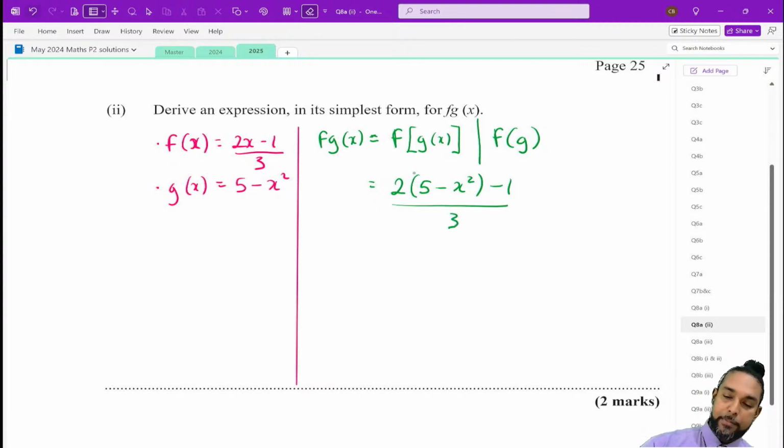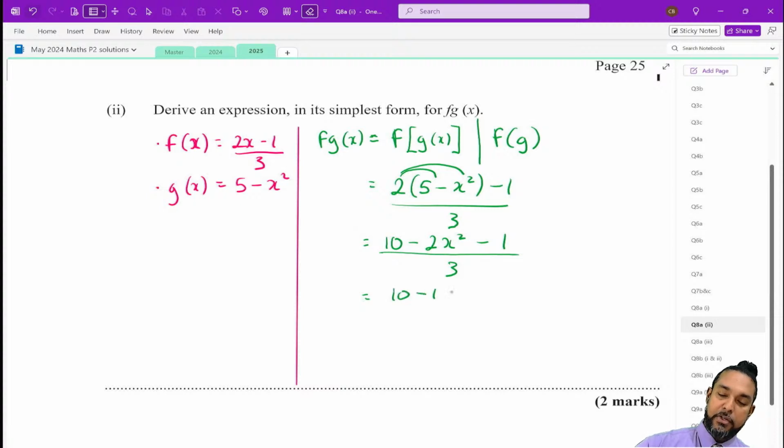From here now, you'd simply use distributive law, because what's the understood operation between the 2 and the bracket? Multiply. And we use distributive law to multiply the 2 by everything in the bracket. 2 by 5 is 10. 2 by minus x squared is minus 2x squared. The minus 1 is just along for the ride. You could rearrange to put the minus 1 next to the 10. Now, don't change any signs. And then 10 minus 1 is just going to give us 9. So you have 9 minus 2x squared all over 3.